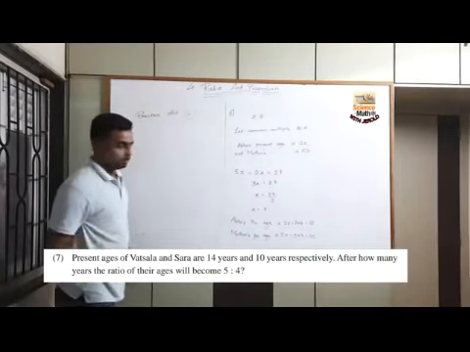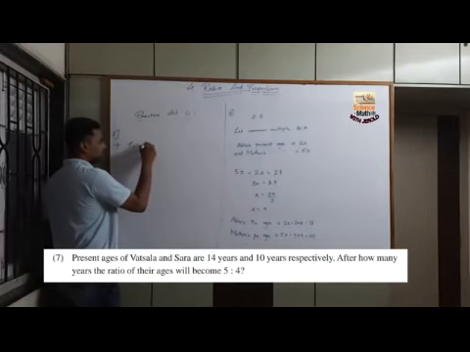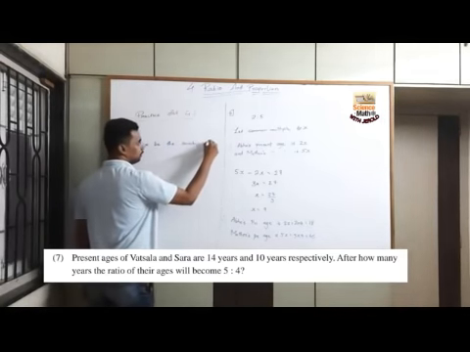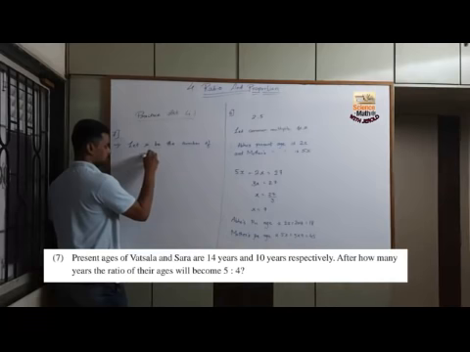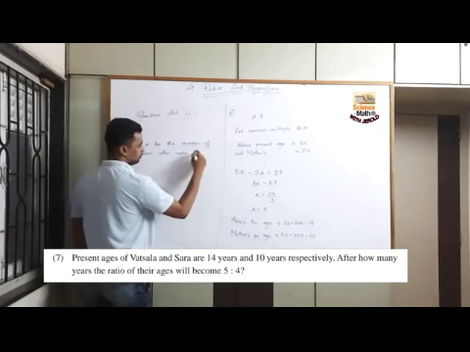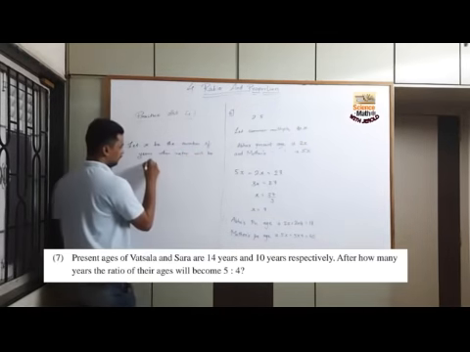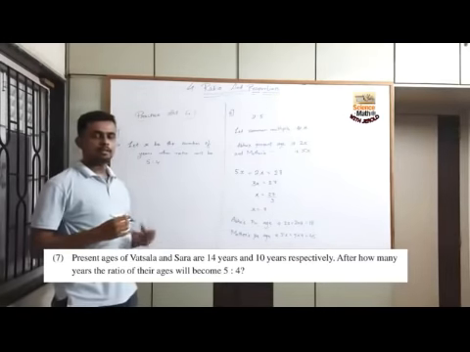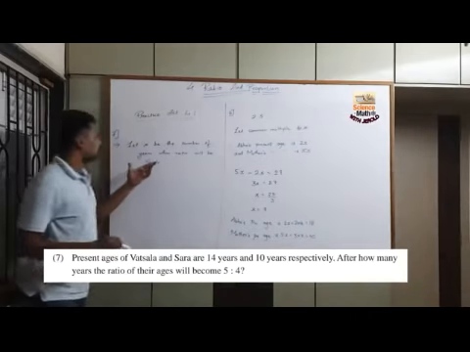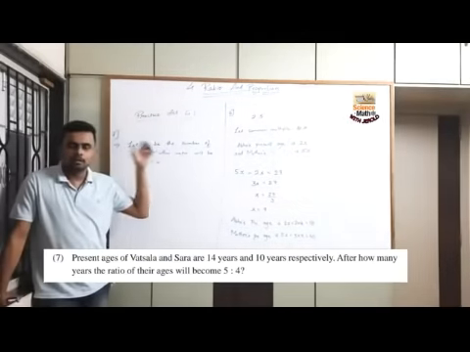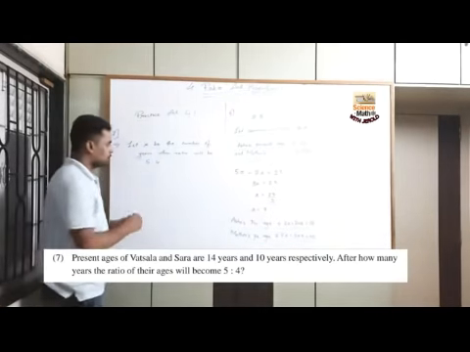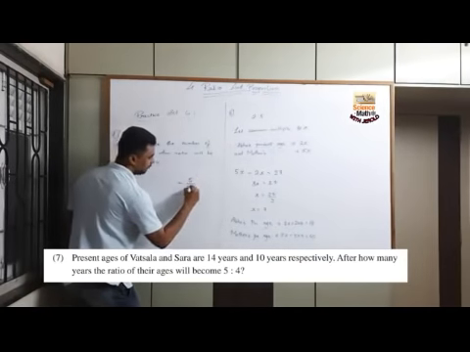So let x be the number of years when the ratio will be 5:4. So we consider that x is the years that are added. As I told you, x is the exact number of years after which the ratio of the ages will be 5:4.